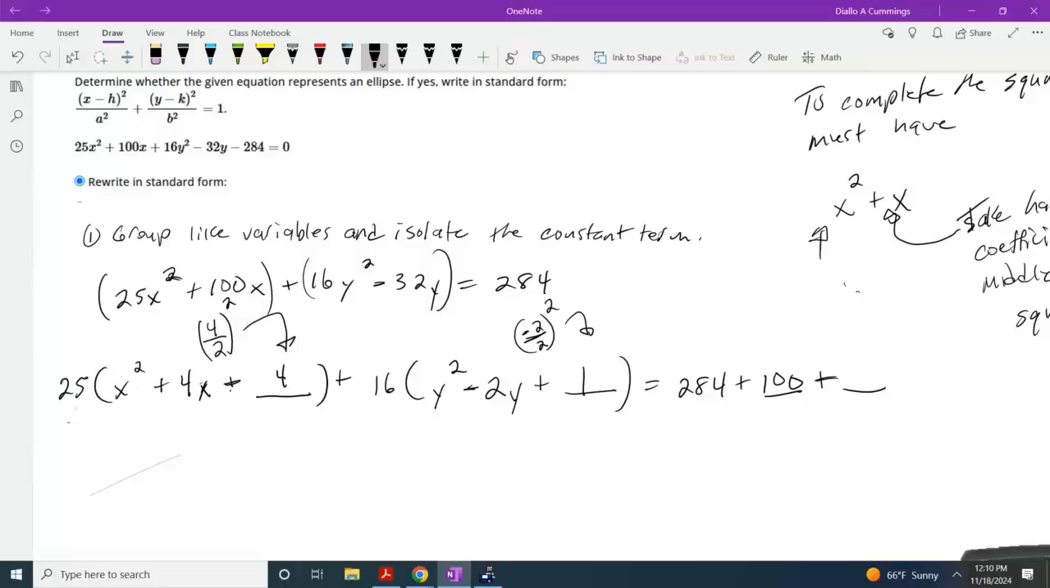If I look at my y variable, 16 times y squared is 16y squared. We started with that. 16 times negative 2y is negative 32y. We started with that. But 16 times 1 is 16. We did not start with the 16. We added that to the right-hand side, so we have to add it to the left-hand side. Okay, any questions about this step?